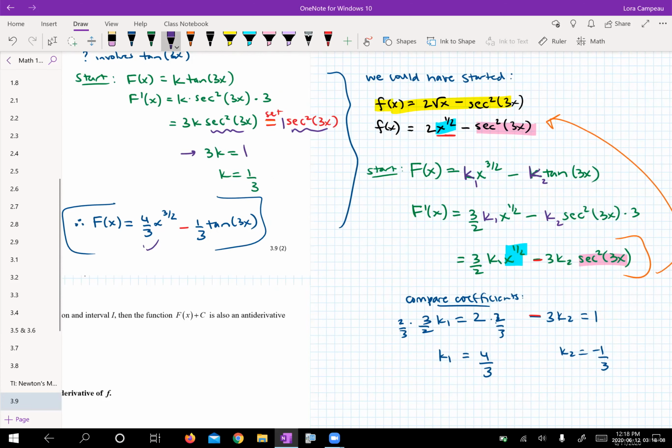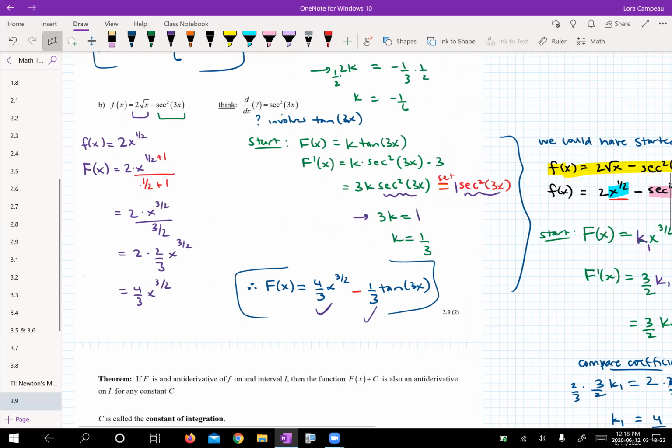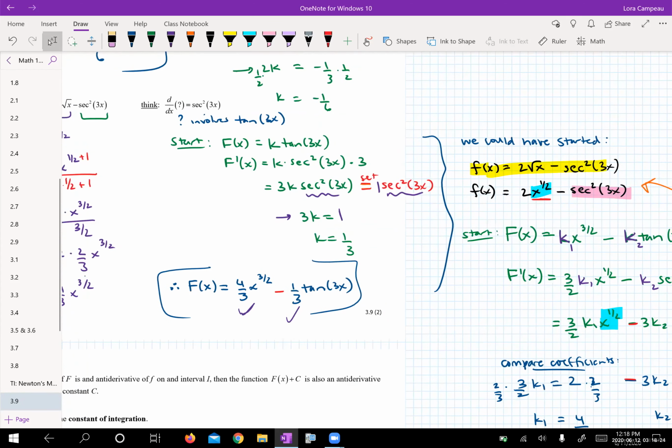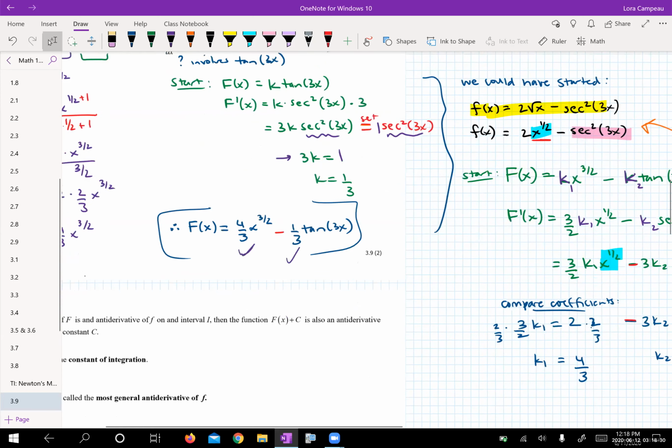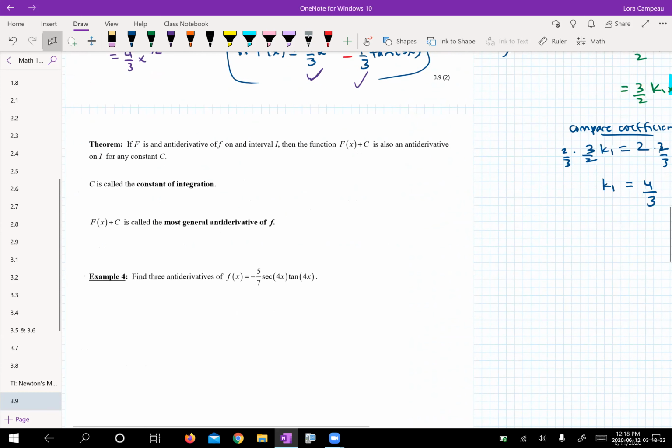1/3 is the coefficient of x to the 3/2, and negative 1/3 is the coefficient of the tangent of 3x. So something to think about. I tend to like to split it up when I first start or when I'm warming up. And then we can go from there. We'll have a little bit better time, I suppose, when we start playing with some of these initial value problems. I'll give you an idea there. Okay.